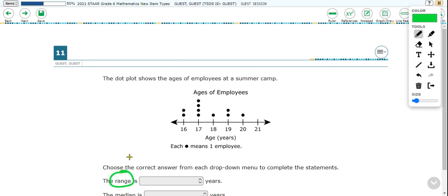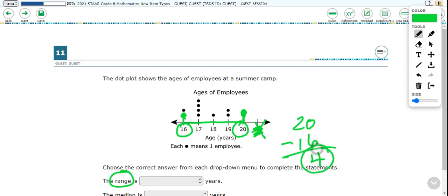So the range of the data is where the highest and lowest data points are. It's not where the number line starts. It's not that. It's where the data starts. So it's 20 minus 16, which is 4.